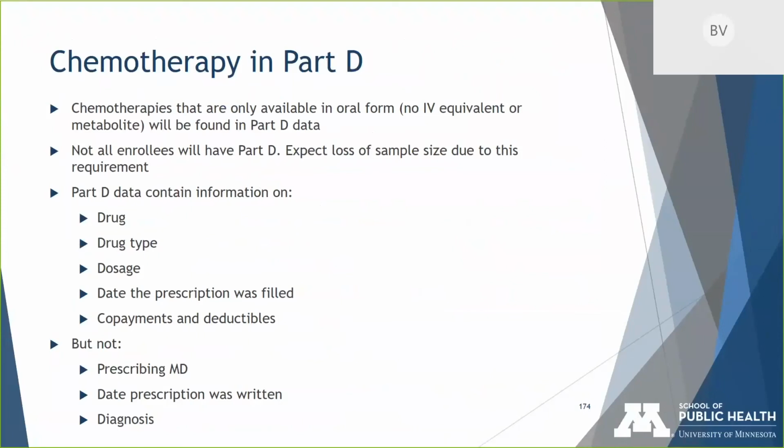Within the Part D data, you do have information on the drug itself. That's based on the NDC code, the drug type, the dosage of the drug, the date the prescription was filled, and any co-payments and deductibles that that individual was responsible for. However, you do not have information on the prescribing physician, the date the prescription was written, or the diagnosis relating to that therapy. For the diagnosis specifically, you could consider looking at other related Medicare files to obtain that type of information, but it would require requesting additional files besides the Part D data.